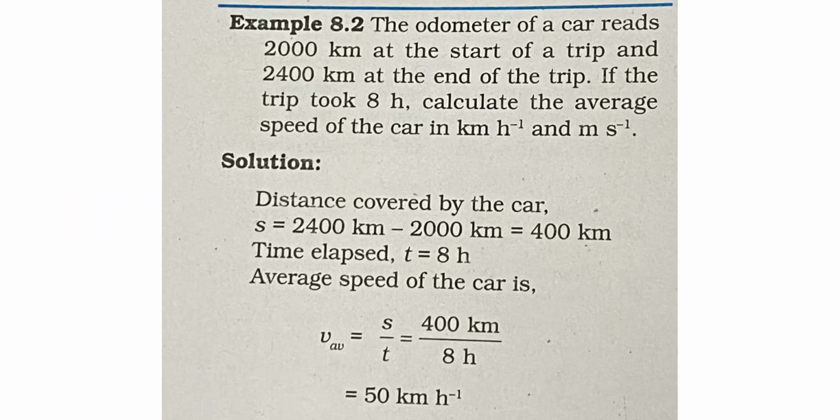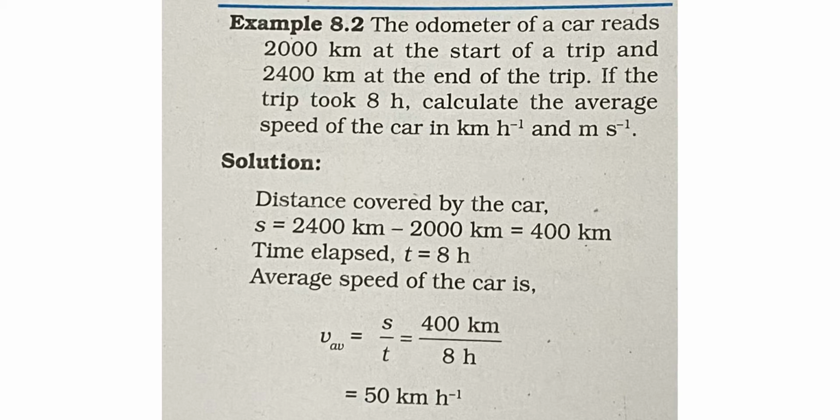So students, let us start with the numerical. The odometer of a car reads 2000 km at the start of the trip and 2400 km at the end of the trip. If the trip took 8 hours, calculate the average speed of the car in km per hour and meter per second.